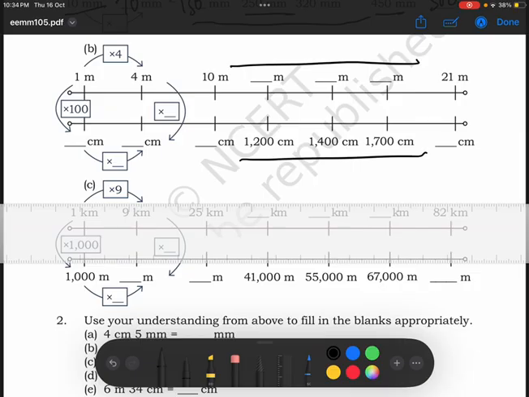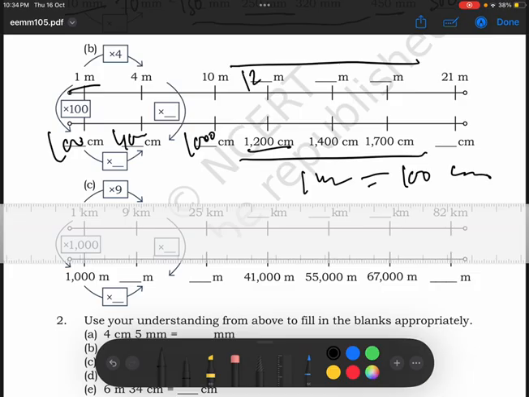As all of you know that 1 meter is equal to 100 centimeters, so you have to multiply with 100 to convert into centimeter. 1 meter 100 centimeter, 4 meter 400, 10 meter 1000. Here centimeter is given, we have to change into meter, so it's reverse. 12 meter, 14 meter, 17 meter, 2100 centimeter.